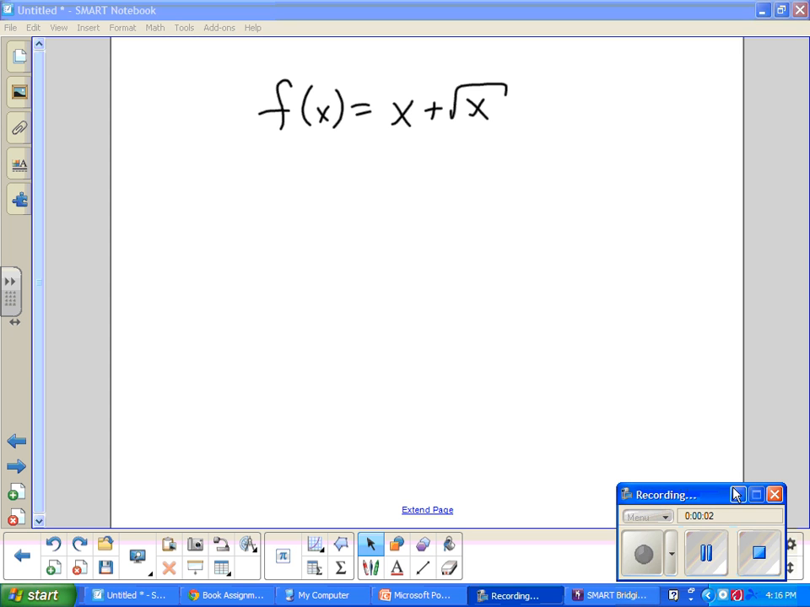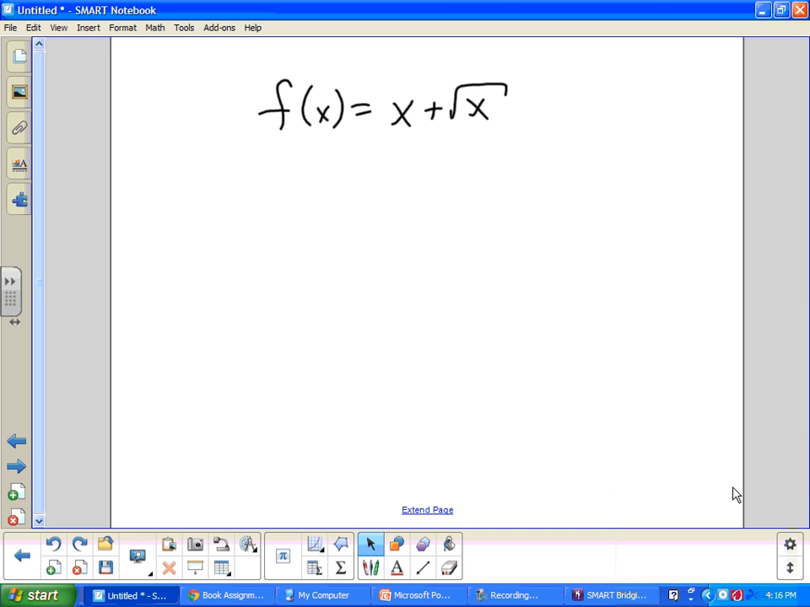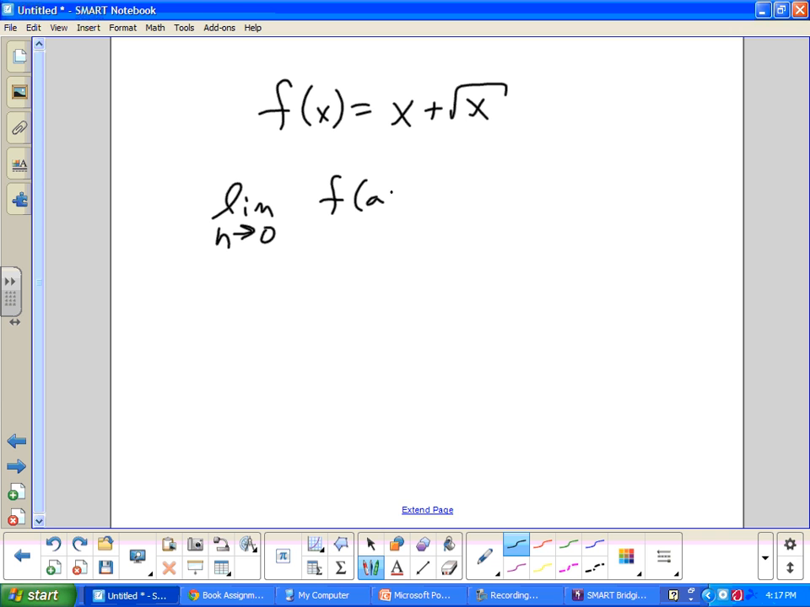All right, so we're going to take the derivative of the following function. It's a polynomial with a root function, so the domain is 0 to infinity. We're going to do it through the definition of the derivative, which, in terms of a and h, is this, and that'll be the derivative, f prime of a.